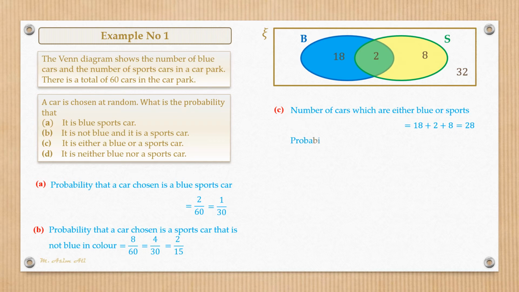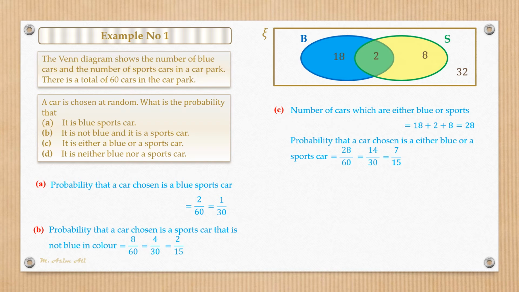Now the probability of selecting such a car will be the number of favorable outcomes, which is 28, divided by the total number of outcomes, which is 60. So the probability will be 28 of 60 and we simplify dividing above and below by 2. Answer will be 14 of 30. Again, we will divide above and below by 2. So the answer will be 7 of 15, which is in the simplest form.